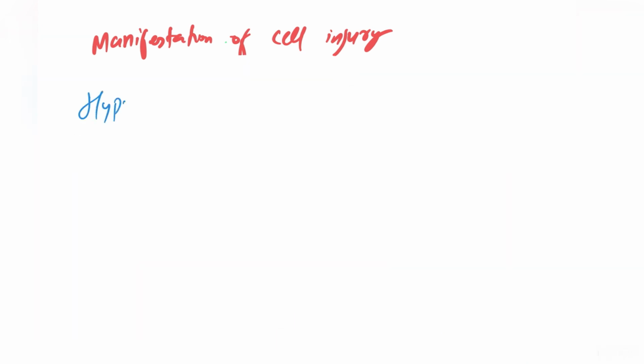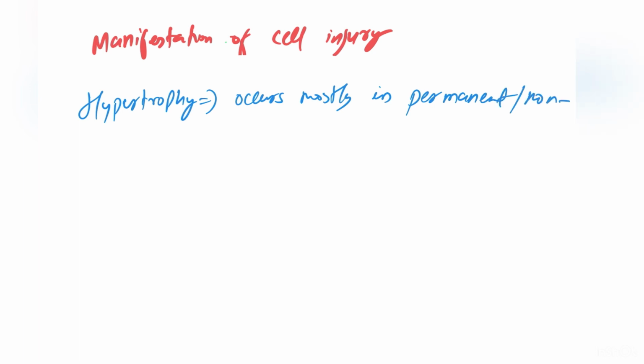And hypertrophy occurs mostly in permanent or non-dividing cells. Now I'll tell you the examples of non-dividing cells. But hypertrophy can also occur in dividing cells, though mostly in non-dividing cells.